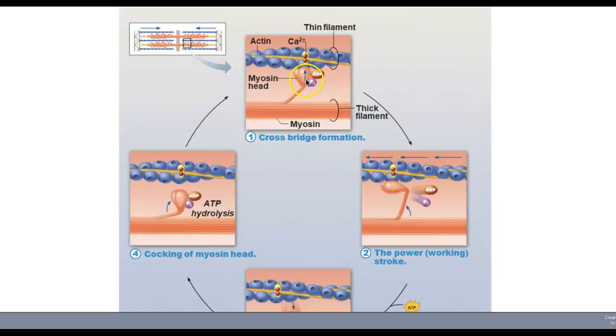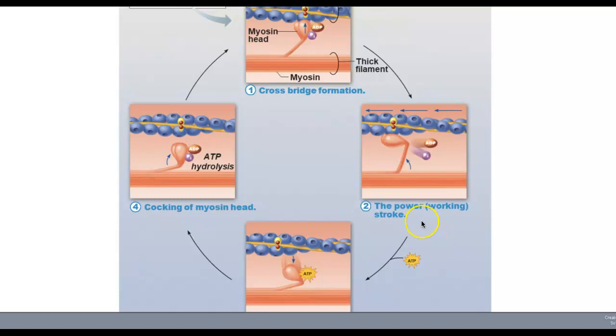Notice that we see at the ATP binding site, we see ADP and phosphate. Those are the byproducts of breaking down ATP. You get ADP, phosphate, and energy. And that energy, at least some of it, was used to form the cross bridge. Okay, so the cross bridge is formed. Let's move on to step 2, which is called the power stroke or the working stroke.